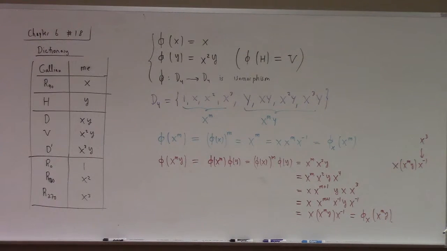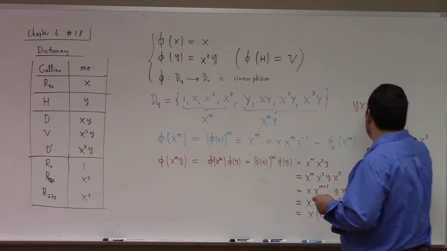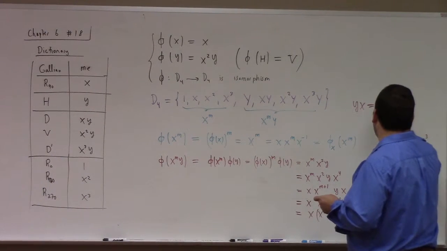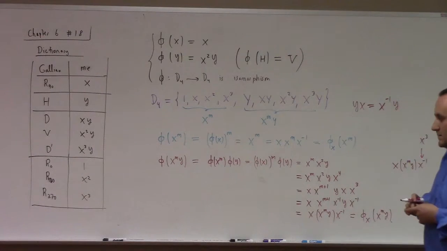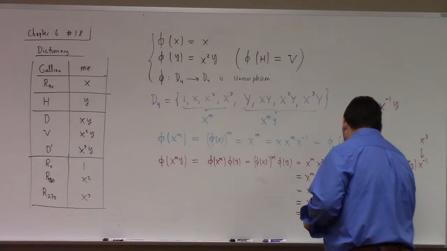How does the thing work? Why can we commute? We don't commute. In fact, it does not commute. Yx is equal to x inverse y, going back to our previous work in the dihedral group. Okay. Oh, yeah. I use that to take this pair and change it to that pair.